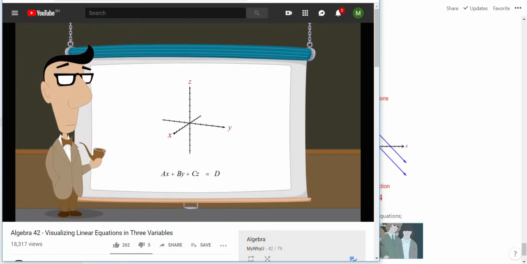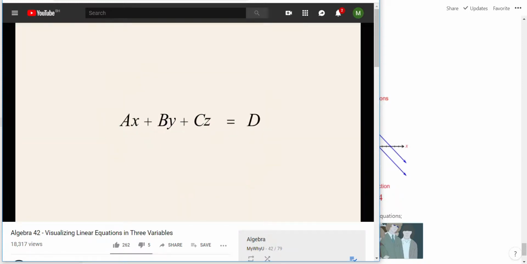Now, what do you suppose would happen if we set the coefficient of only one of the 3 variables to 0? For example, let's set the z coefficient to 0 and the x and y coefficients to 1. This eliminates z from the equation, but leaves the variables x and y. Now, if we set the value of d to 3, we get the linear equation x plus y equals 3.